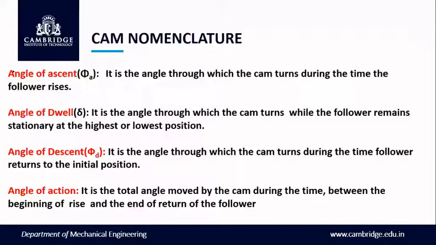Then angle of ascent. Ascent or rise are both the same. The angle of rise, or angle of ascent, is the angle of rotation of the cam during which the follower rises. For example, if you rotate the cam by 30 degrees and the follower is raised, that 30 degrees is called the angle of ascent. Angle of dwell means that if you rotate the cam through a certain angle and the follower remains constant, the follower doesn't move at all, that angle of rotation is called the angle of dwell. And angle of descent is also called the angle of return. It's the angle through which the cam turns while the follower returns to its original position. Then angle of action is the total angle moved by the cam between the beginning of rise and the end of return of the follower.